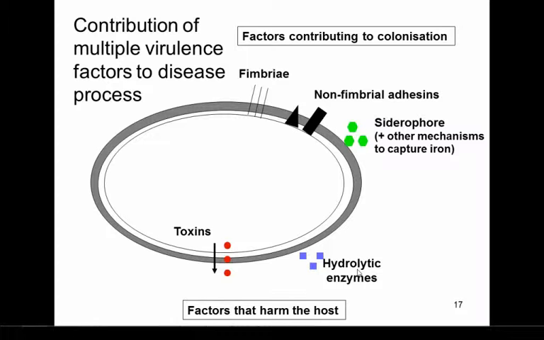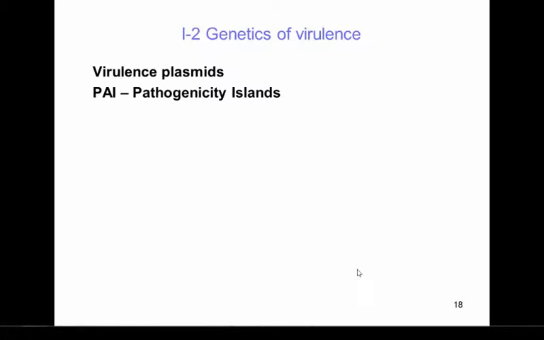So that means that the difference between a harmless commensal bacterium and a pathogen isn't down to one or two genes. It's down to a lot of different genes that are accumulated by pathogenic bacteria. And these genes are carried either on virulence plasmids that can be easily exchanged between bacteria, or they are coded in specific regions of the bacterial chromosome that are called pathogenicity islands.